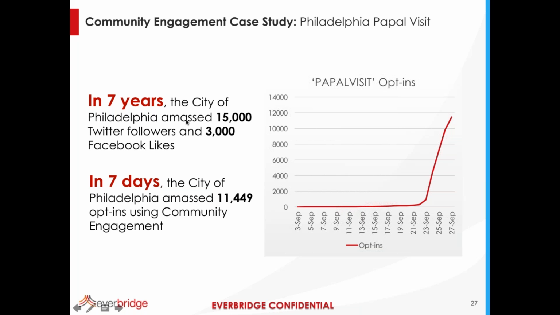So an interesting comparison here is in the 7 years leading up to the event, the city had about 15,000 Twitter followers, 3,000 Facebook likes. In the 7 days leading up to the event, they were able to get 11,500 opt-ins. So it really just, I think, speaks to the ease of opt-in. Residents are obviously very familiar with interacting with their text messaging apps.